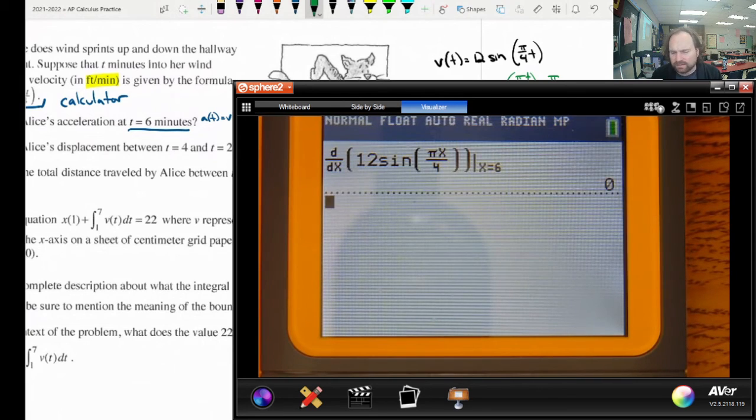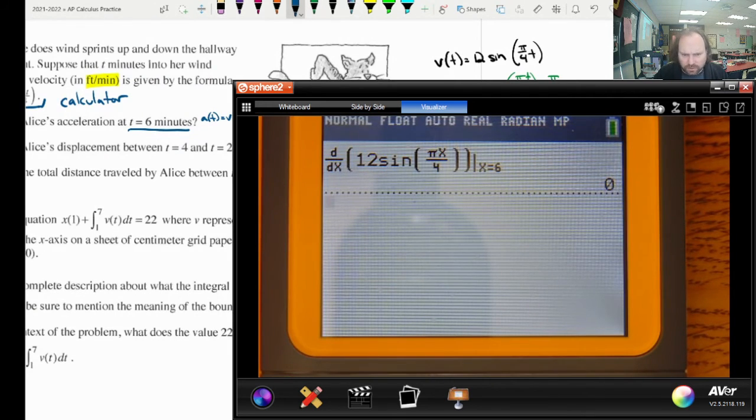And it looks like it is 0, which is an interesting answer, but I guess that makes sense. If I were to plug in 6, I would get 6 pi over 4, which is the same thing as 3 pi over 2, which is 0. So yeah, it is 0. That's fine.